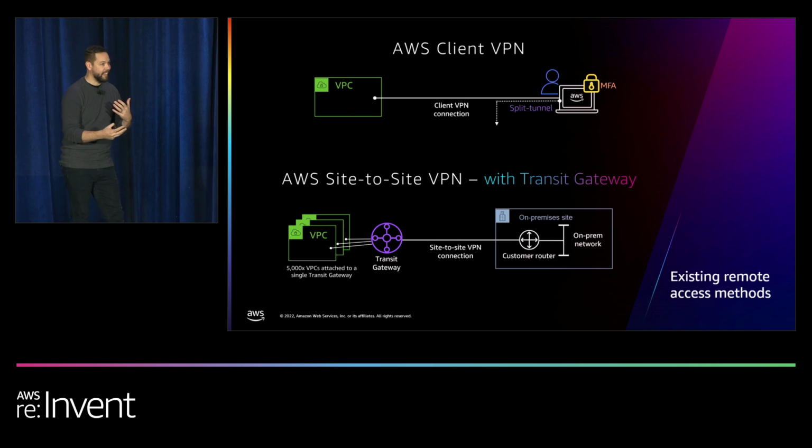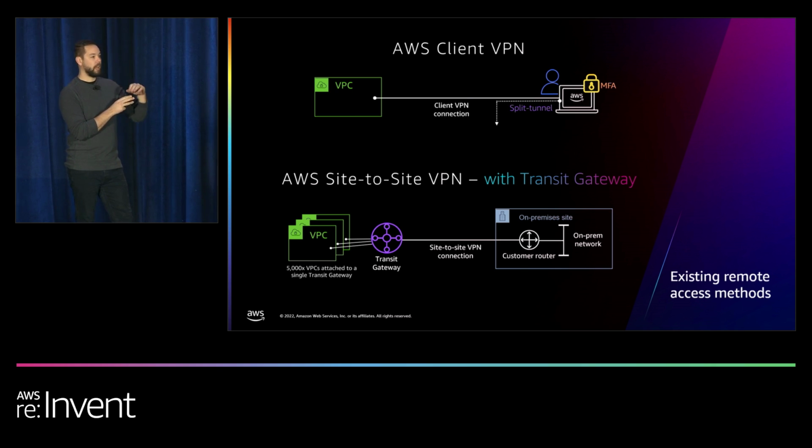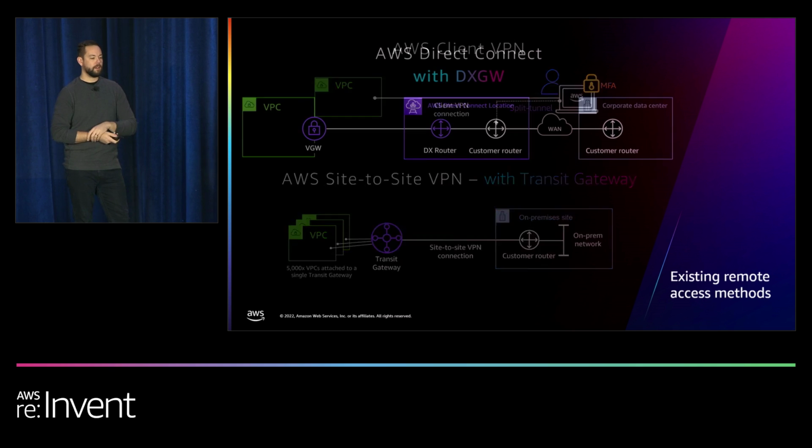The problem grows even further because a Transit Gateway can have up to 5,000 VPCs attached to it. So now you've got one site-to-site VPN connection and 5,000 VPCs. Now you've extended your walled garden quite far.